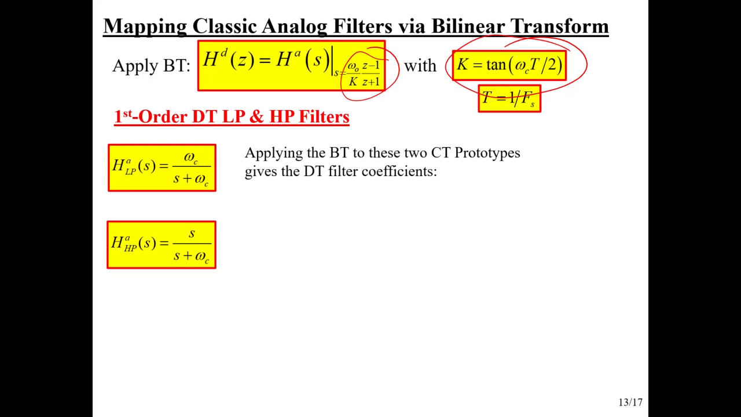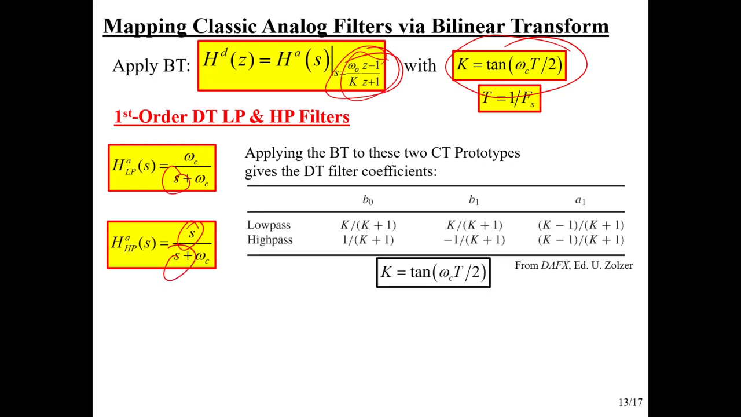So that just means plug this thing in where there are S's and do a little bit of algebra and identify the coefficients. And so Zolzer has done that in his DAFX book. He's the editor of that, but the chapter that this is in was written by Zolzer. And so very simple parameterization of the coefficients. So you can have a knob there that the user is going to be putting in the omega sub c values for.